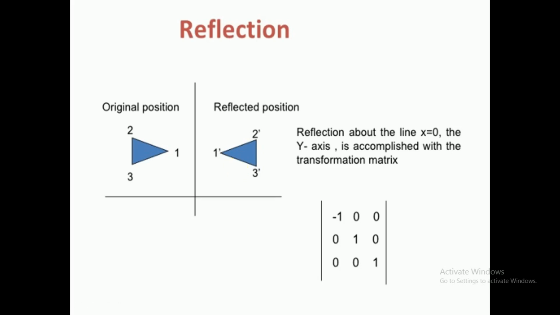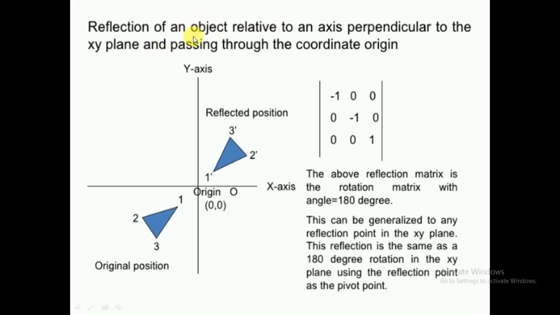Then reflection of an object relative to an axis perpendicular to the xy plane and passing through the coordinate origin. It means you want to reflect about the origin. The original object is here, and you want the reflection in this quadrant. What happens? Both x and y will change. Here x is negative, y is also negative. Here x will become positive, y will also become positive. So that is -1, -1. The above reflection matrix is the rotation matrix with angle 180 degrees.